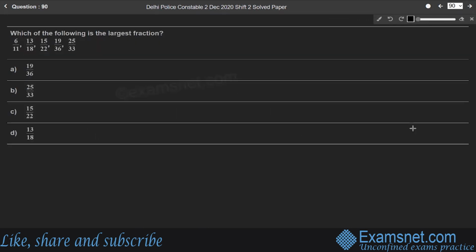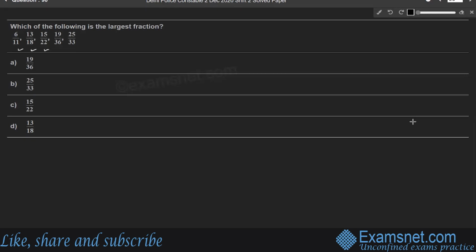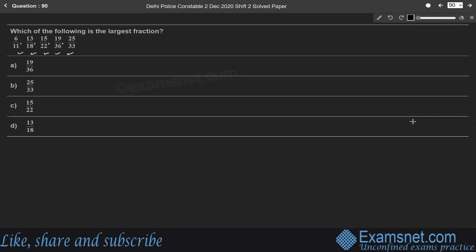Question 90. Which of the following is the largest fraction? So there are 5 different fractions. To find the largest fraction, you can use the method of LCM by taking the LCM of all the denominators, or you can directly convert the fractions into decimals. Converting fractions into decimals will be the easiest method. So I'll go with that.